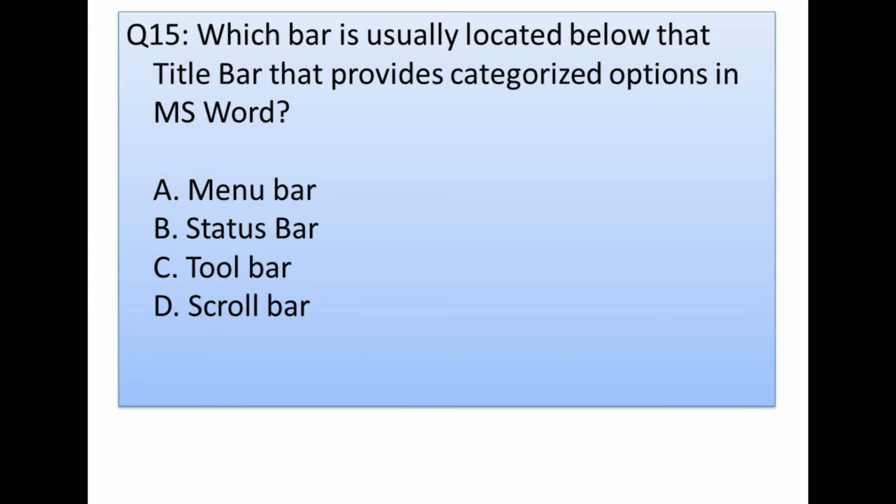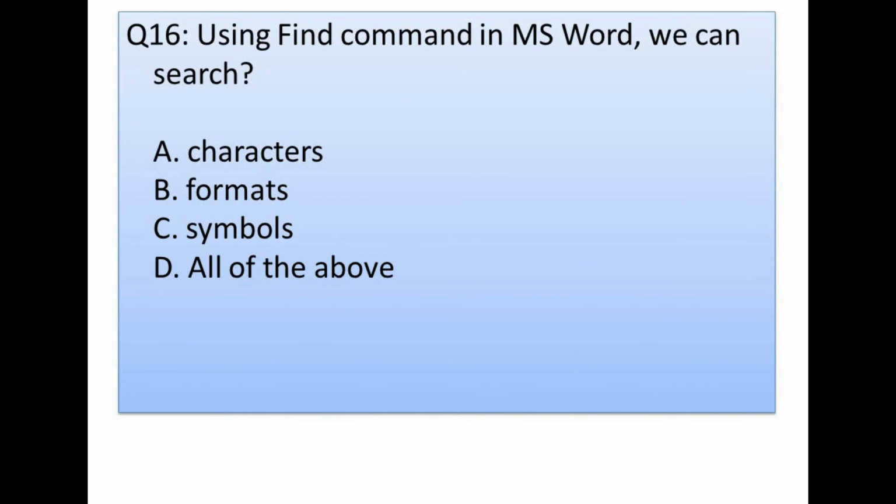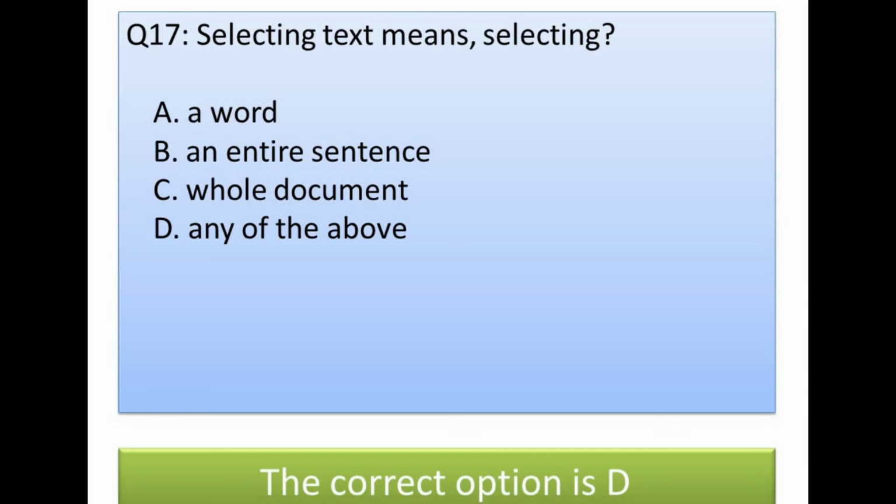Which bar is usually located below that title bar that provides categorized option in MS Word? Menu bar, status bar, toolbar, scroll bar. Correct option is A. Using find command in MS Word, we can search characters, formats, symbols, all of the above. Correct option is D. Selecting text means selecting a word, an entire sentence, a whole document, any of the above. The correct option is D.